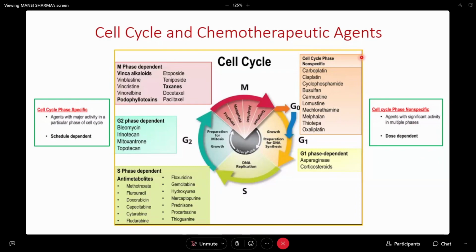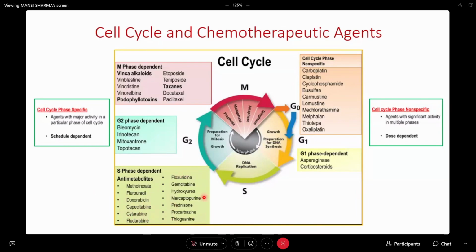So examples of cell cycle phase non-specific agents are the platinum compounds: carboplatin, cisplatin, oxaliplatin. We have the alkylating agents: cyclophosphamide, busulfan, carmustine, lomustine, mechlorethamine, melphalan, thiotepa. The G1 phase dependent drugs are asparaginase and corticosteroids. The S phase, which is the synthesis phase, usually it's antimetabolites which work here. So methotrexate is very important. 5-fluorouracil, both of these drugs we use in head and neck cancer. Doxorubicin, capecitabine, cytarabine, fludarabine.